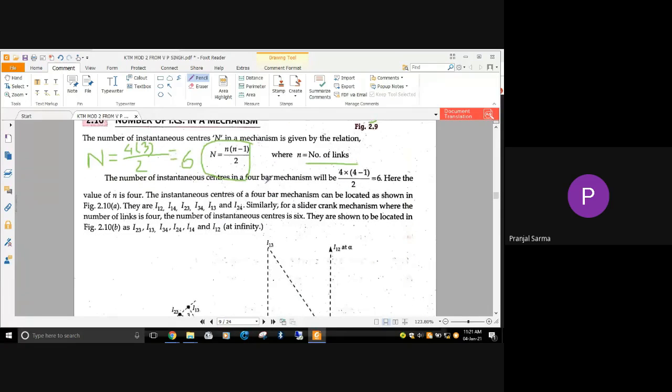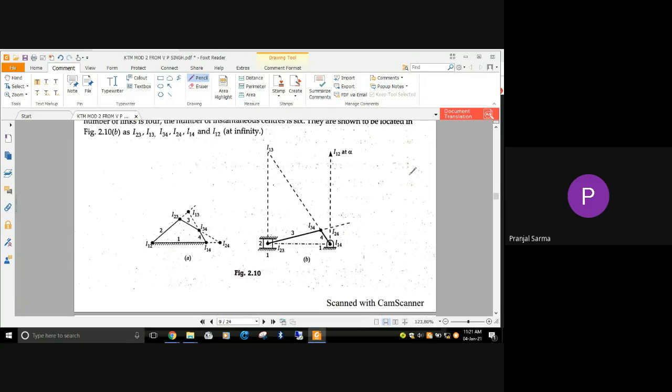Similar is the case if we are talking about a 4-bar mechanism. The name itself suggests the number of links is 4. So similar is the case here also: 4 into 4 minus 1, whole by 2, equals 6 instantaneous centers. For different mechanisms we are going to see how to find out the instantaneous centers, and we will solve small problems with respect to it. Up to this much, I believe it is okay, how to find out the number of instantaneous centers. Later on we'll see how to locate them.